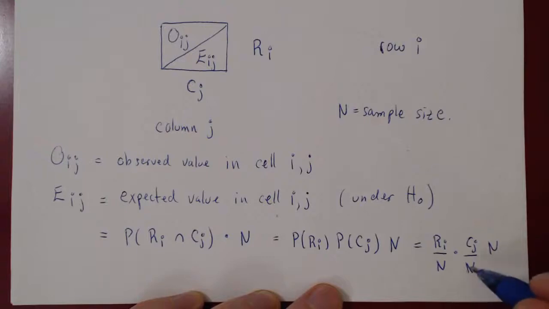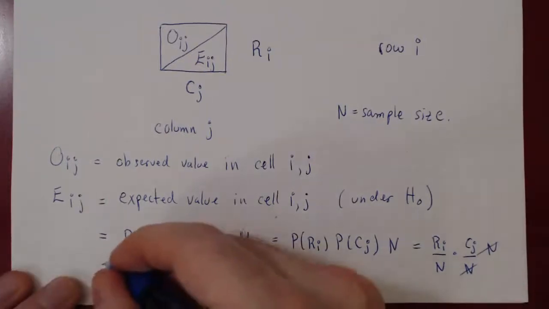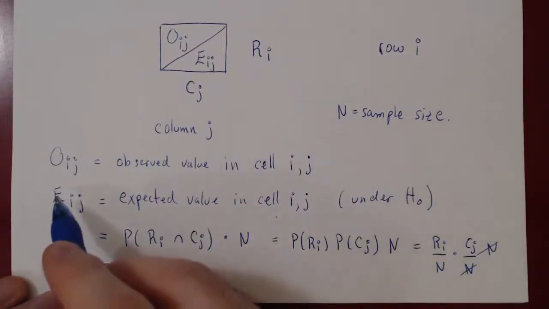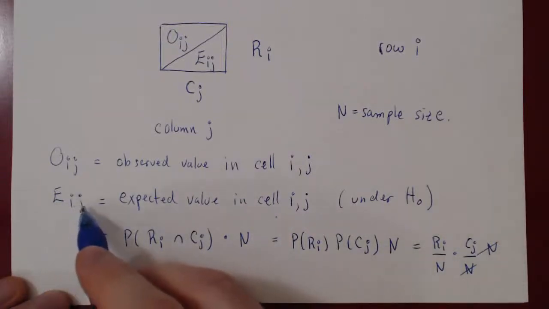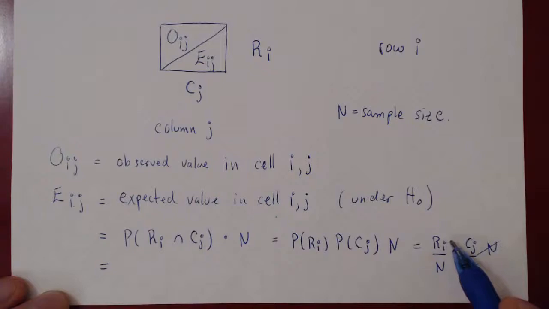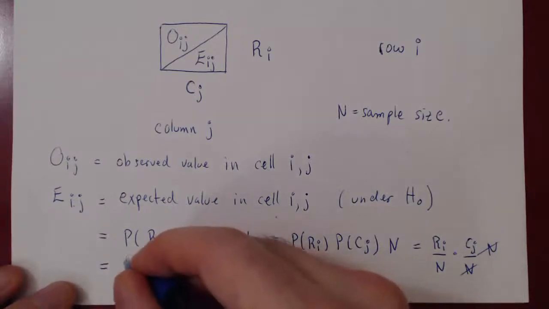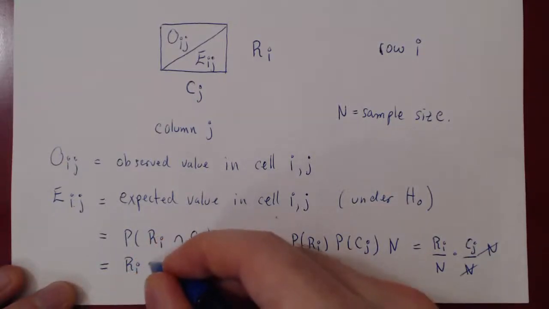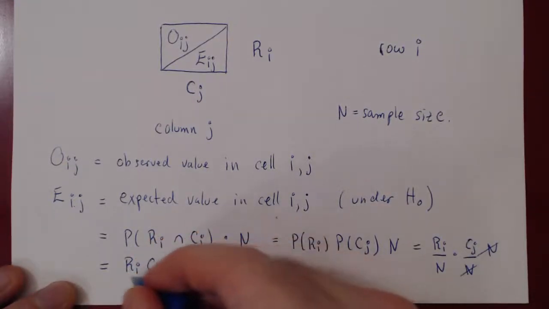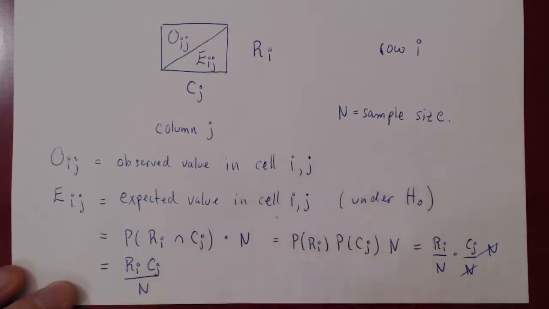We can simplify by dividing n over n, canceling, and we're left with something quite simple for the expected value in row I, column J. It is the row total times the column total over the sample size. So row I, Cj, over the total sample size.